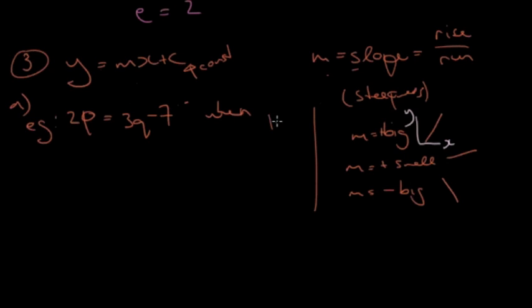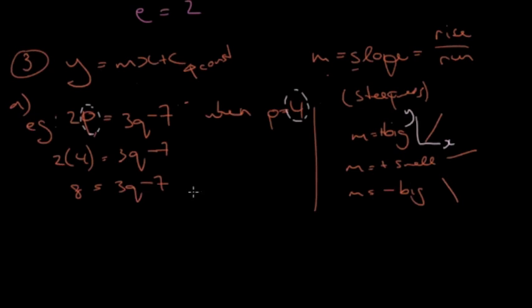When p equals 4. So all we have to do here is take our 4 and put it in where the p is. So 2 times 4 equals 3q minus 7, and 2 times 4 is obviously 8, equals 3q minus 7. Move the 7 over that side by adding 7 to both sides, and so you just have 15 equals 3q. And then there's a q, same situation as before, we just divide both sides by 3. And we have 15 divided by 3 is 5 equals q.